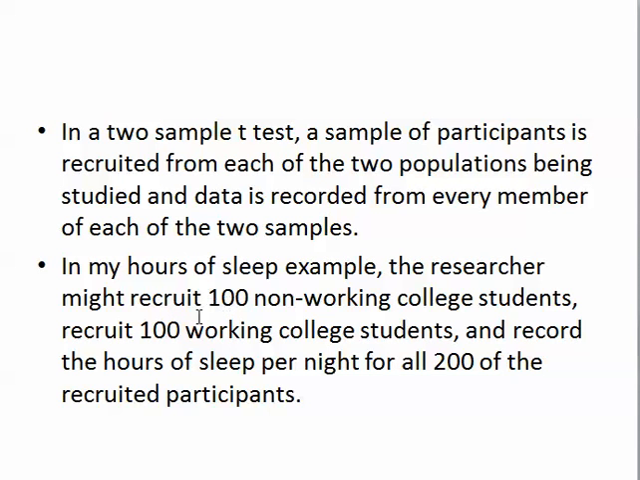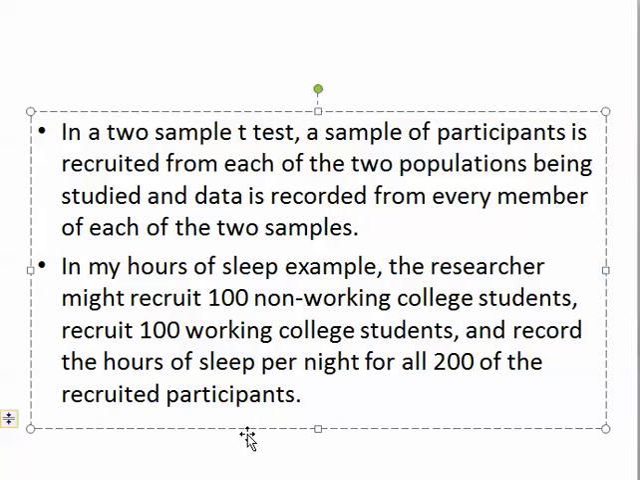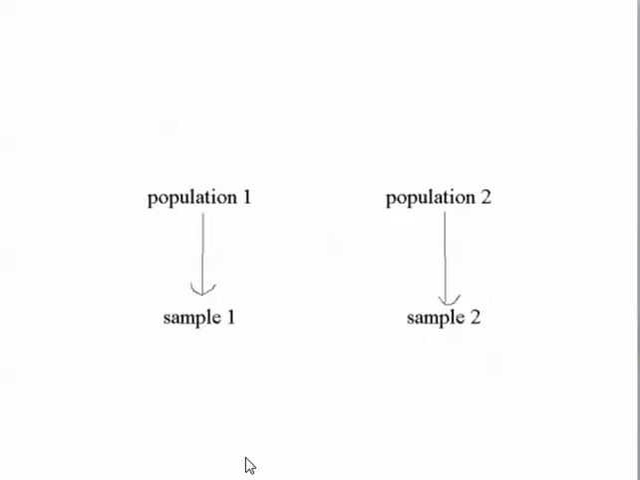So in this case, the researcher would ask the 100 non-working students and the 100 working students how many hours they're sleeping per night. Altogether, the researcher would be collecting the hours of sleep for all 200 people, because there's 200 people total in this study. It doesn't have to be 100 and 100. A researcher might use a different sample size. I just decided to use the number 100. So we're taking a sample of population 1 and a sample of population 2.